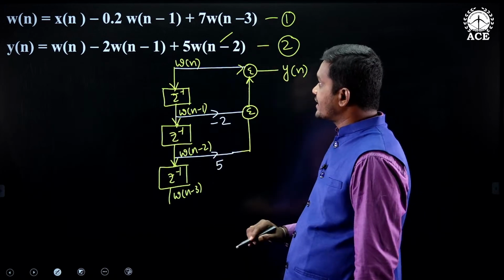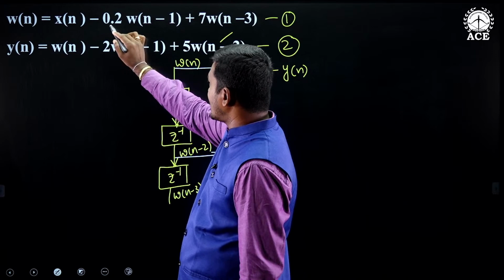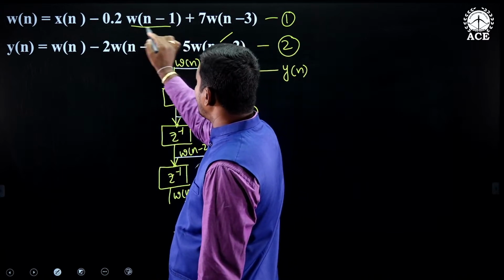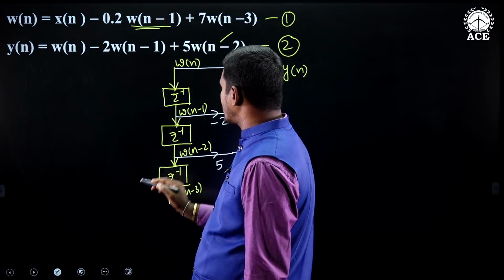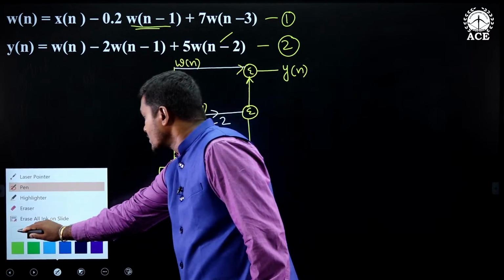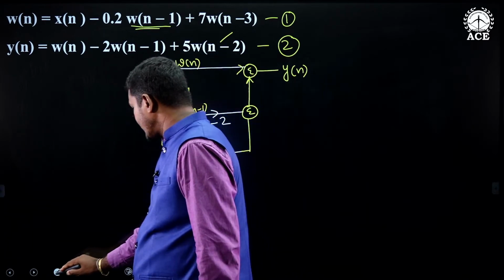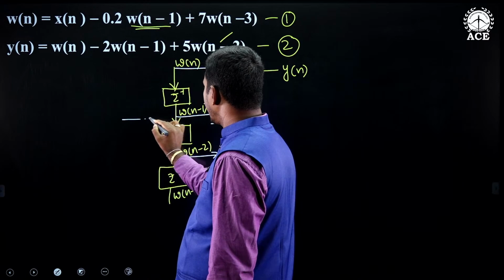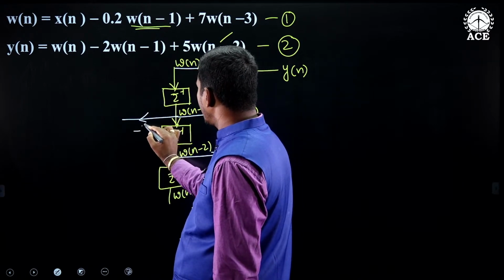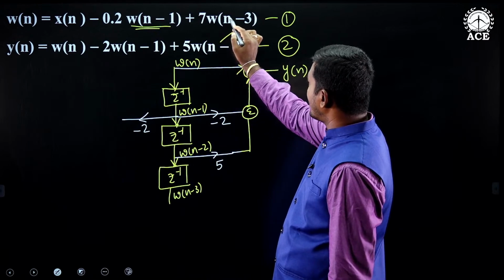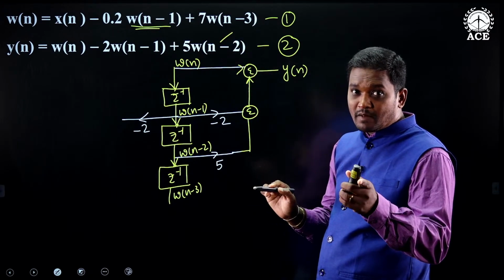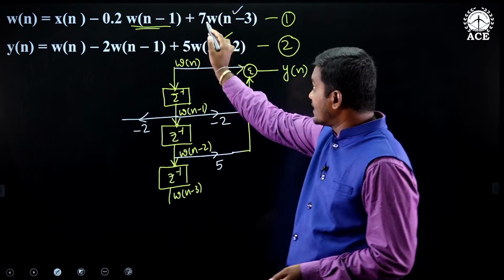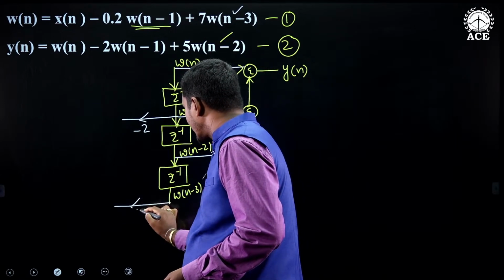Now, let us implement the first equation. W of n equals x of n minus 0.2 W of n minus 1 plus 7 W of n minus 3. For W of n minus 1, how much is the multiplication factor? Minus 0.2. Careful, W of n minus 2 is not there. Directly W of n minus 3 is there. What is the multiplication factor? 7.